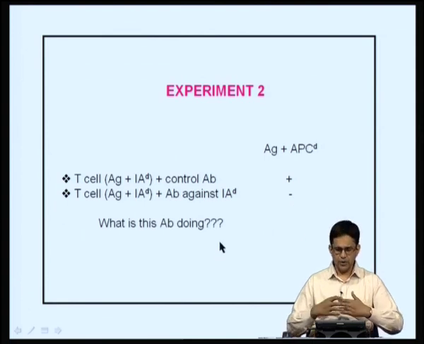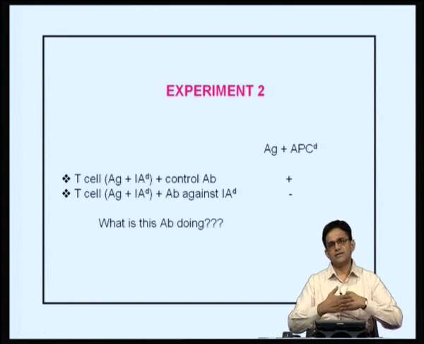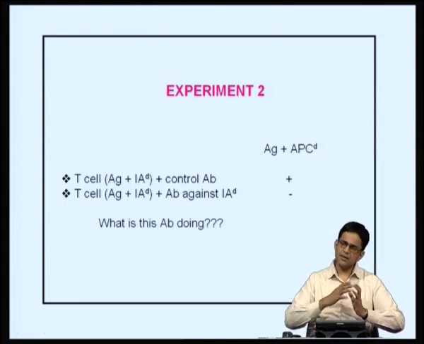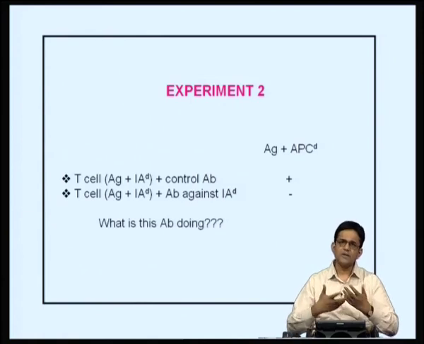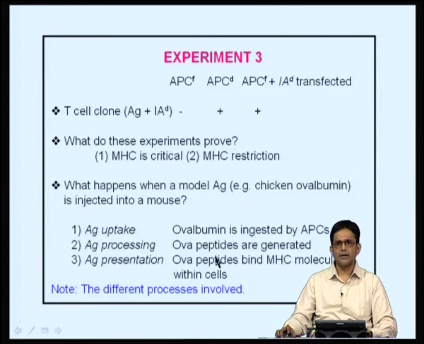What this antibody is doing is blocking the interaction of the MHC with the T cell receptor. Again, an important concept, that these are the reagents by which a lot of studies involving MHC were done. So that's why it's important for students to understand it. So let's go to the third experiment.